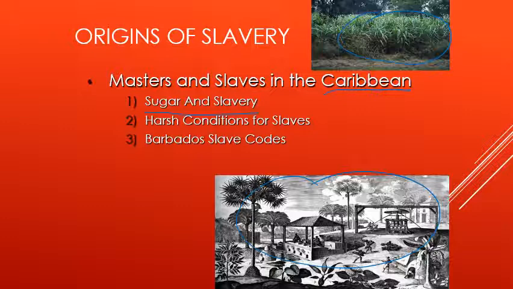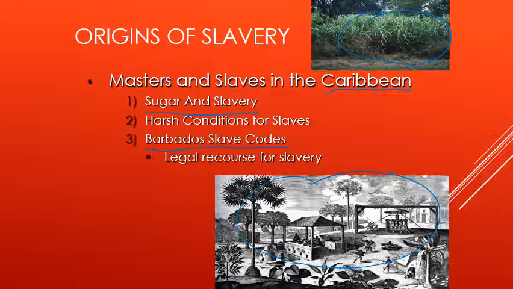The first set of slave laws are known as the Barbados Slave Codes. What they essentially establish, and this is kind of a whole new concept, is a legal recourse for slavery, meaning creating a reason for slavery to exist in a legal fashion. Okay?